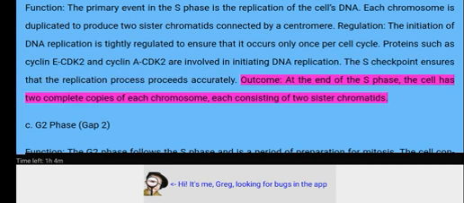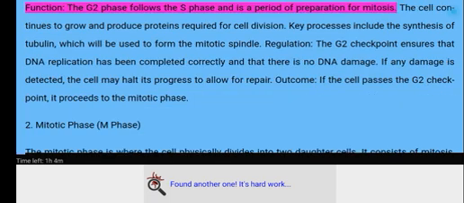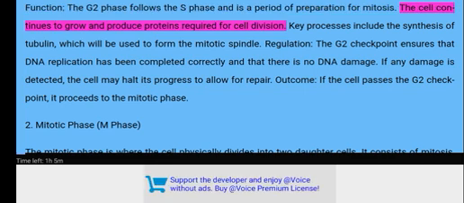Outcome. At the end of the S phase, the cell has two complete copies of each chromosome, each consisting of two sister chromatids. C. G2 phase (gap 2). Function. The G2 phase follows the S phase and is a period of preparation for mitosis. The cell continues to grow and produce proteins required for cell division.